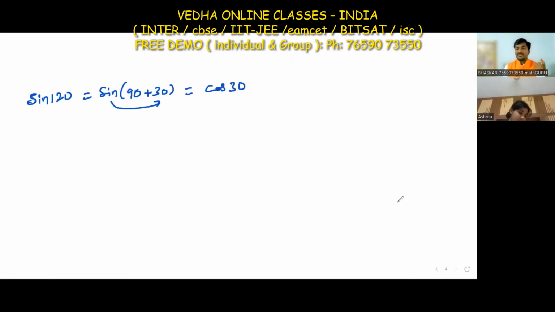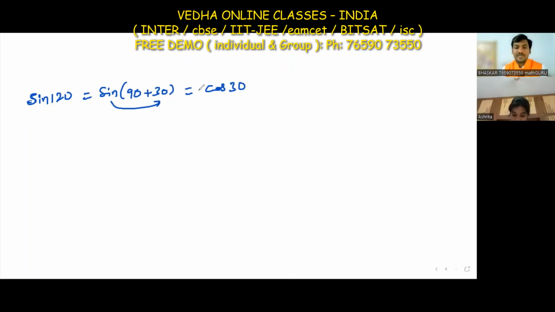Is it positive or negative? Positive only, sir. Which is positive, sine or cos? Sine is positive. Here we have to be careful: check with sine only, not cos. Most of the students will make the mistake here. After changing, they check for cos, and if we check for cos, we get the wrong answer. Be careful here, particularly when we write 90 degrees.